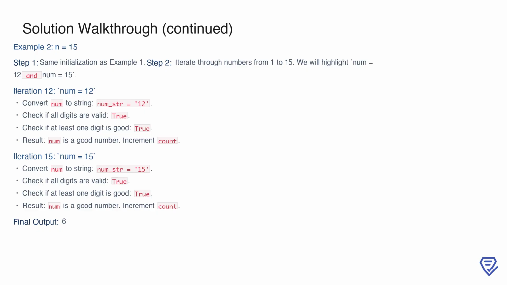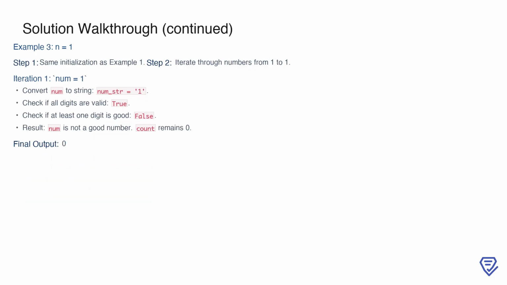Now, for number equal to 15, converting it to a string gives number_str equals 15. As before, all digits are valid because both 1 and 5 are in invalid_digits. Additionally, at least one digit is good since 5 is in good_digits. Thus, number is a good number, and we increment the count again. The final output for this example is 6.